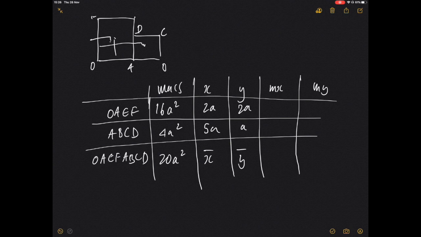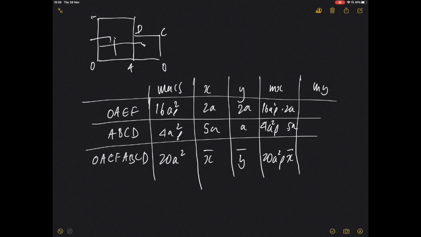Our mass is m times x, so we just multiply these two together, and we actually have two rows on here: our 16a squared rho multiplied by 2a. Likewise, we have our 4a squared rho multiplied by 5a, and if we sum these up, we would have 20a squared rho x bar.